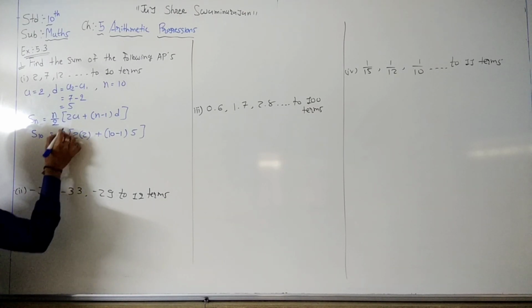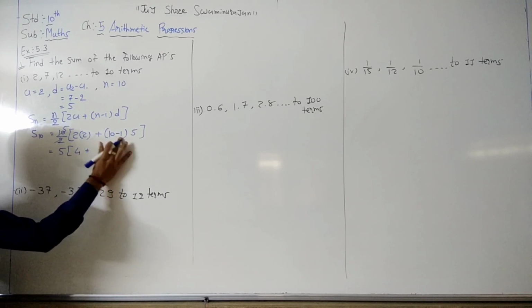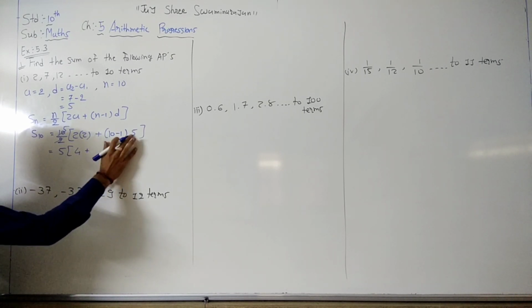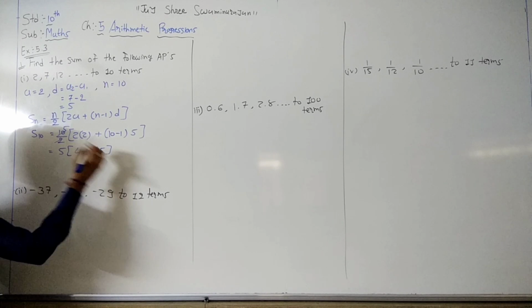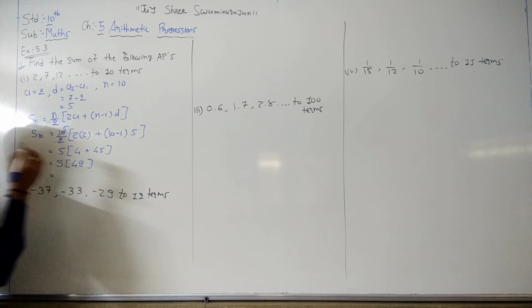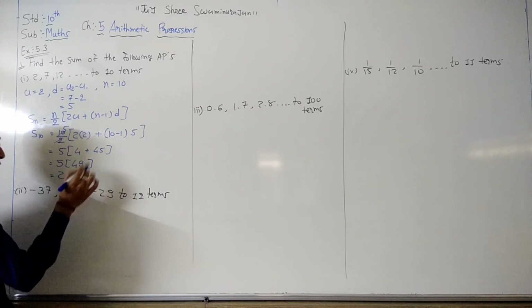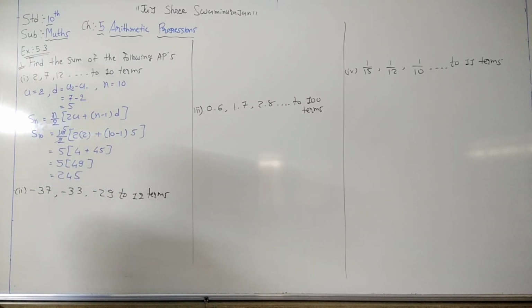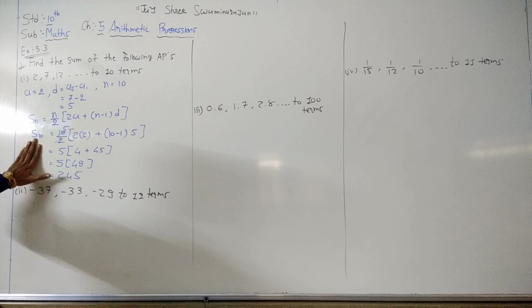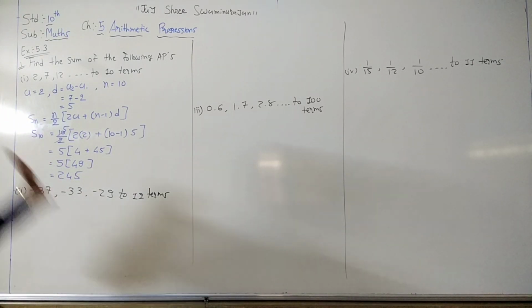Now 10 by 2 is 5. Here 2 twos are 4. 10 minus 1 is 9, 9 multiply 5 is 45. Now 5 multiply 45 plus 4, that is 49, and 49 fives are 245. So our answer for S10 is 245. In this way we can find the addition.